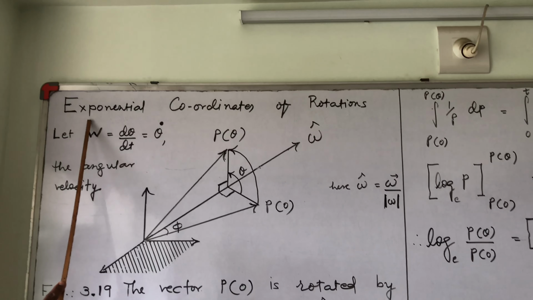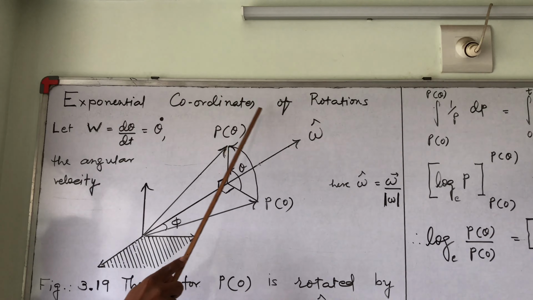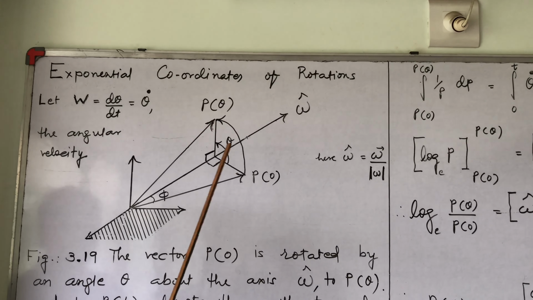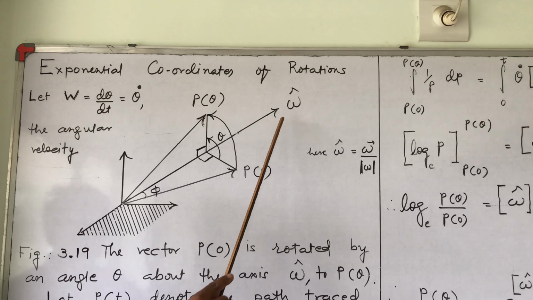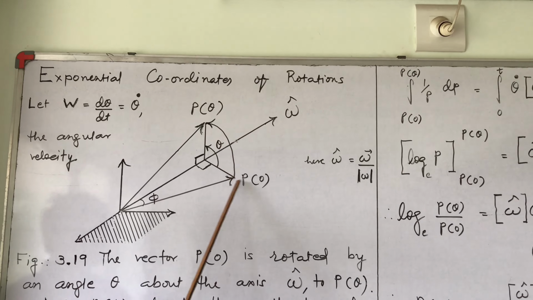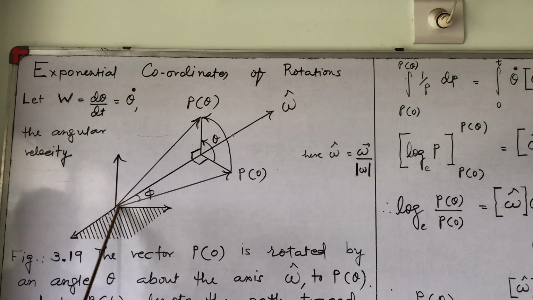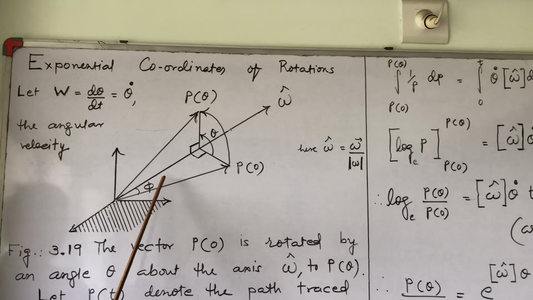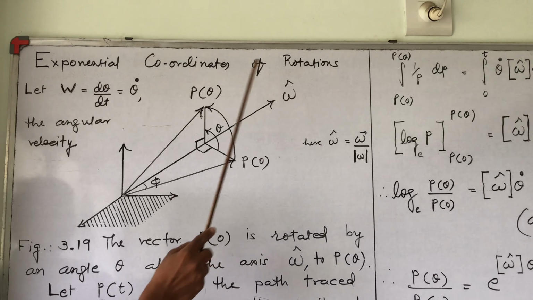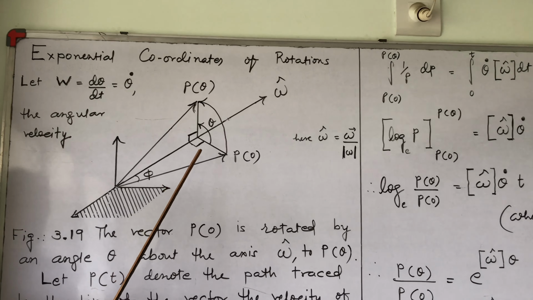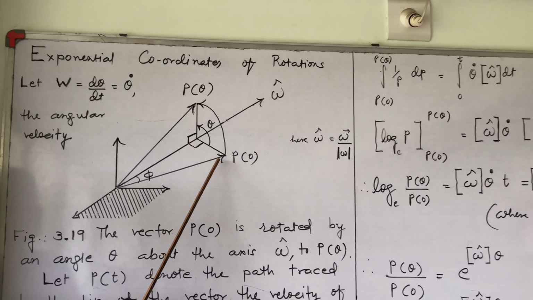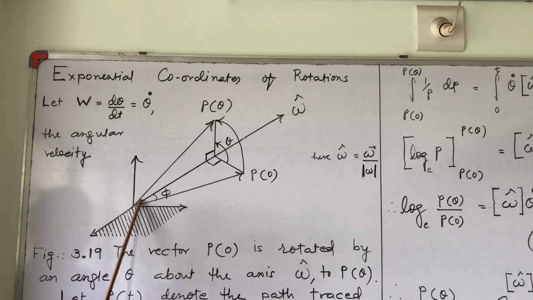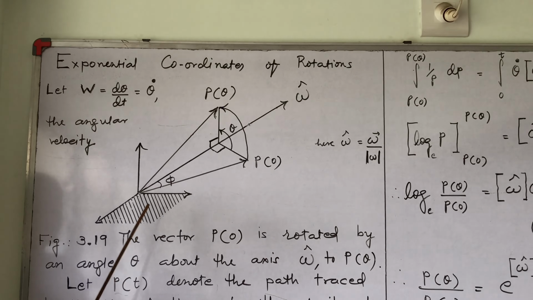Today we will discuss exponential coordinates of rotations. That is rotating a vector about a given axis omega cap up to theta. The initial vector p of 0 is known and we are rotating about omega cap at an angle theta. We want to find the final vector.